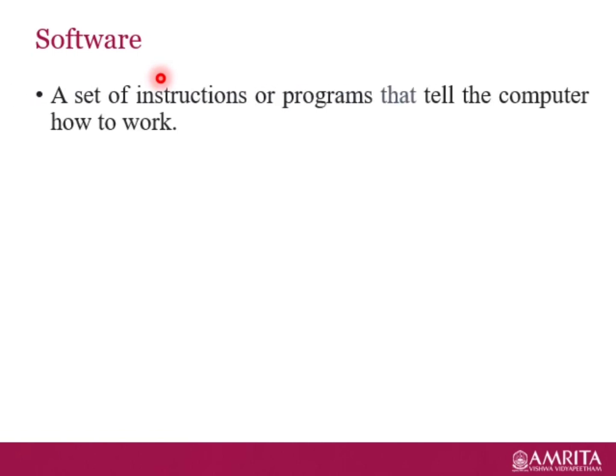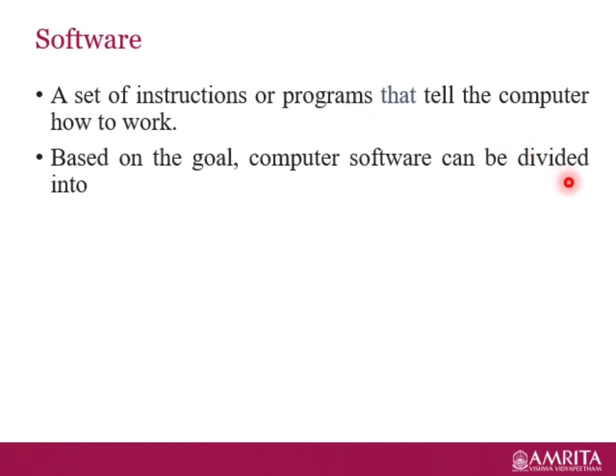We have discussed the hardware components, and now we can have a look at the software entities of a computer system. A software is a set of instructions or programs that tell the computer how to work. And based on the goal, computer software can be divided into application software as well as system software.